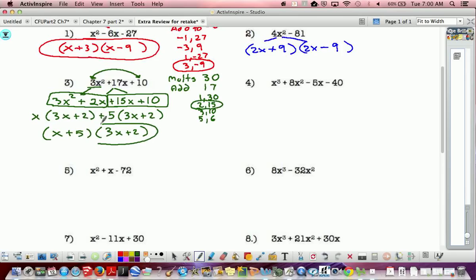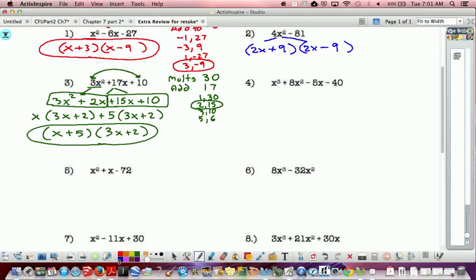Now, once I have my answer, again, check it. X times 3x is 3x squared. X times 2 is 2x. That's that 2x. 5 times 3 is 15x. Those add to my 17x. 5 times 2 is 10.